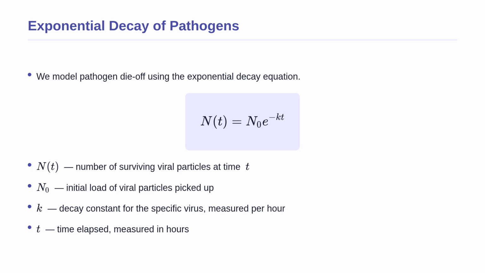N(t) represents the number of surviving viral particles at any given time, t. N0 is the initial load of viral particles the bedbug picked up from the first host. The variable k is the decay constant, which tells us how quickly this specific virus dies in room air. Finally, t is the time elapsed in hours. As time t increases, the negative exponent grows larger, which physically means the number of surviving pathogens drops rapidly toward zero.